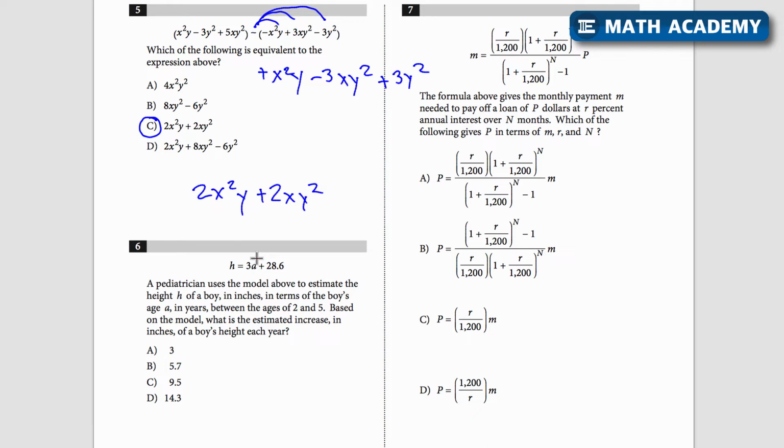Well, if I add 1 to A here, every time I add 1 more, I'd have 3 more altogether. Okay, so this is really your rate of change. Again, if you think of it as y equals mx plus b, then we have h equals your rate of change, which is 3 times a, plus your initial value, which is 28.6. That would be when a is 0, even though really it's supposed to be between when they're 2 and 5. But that's kind of the meaning of this 3 and the 28.6 here. Here's your rate of change. So the estimated increase in inches of a boy's height each year should be 3. That's just our rate of change.